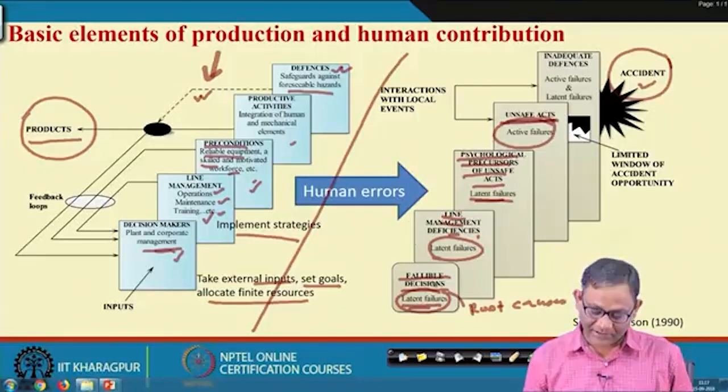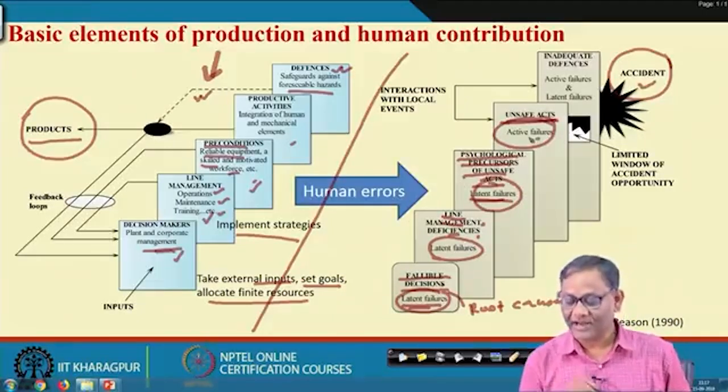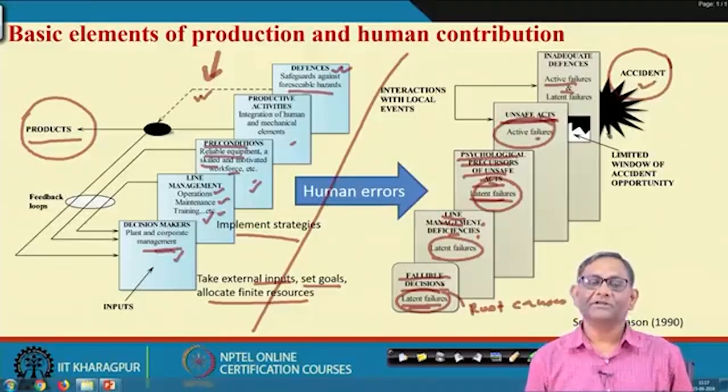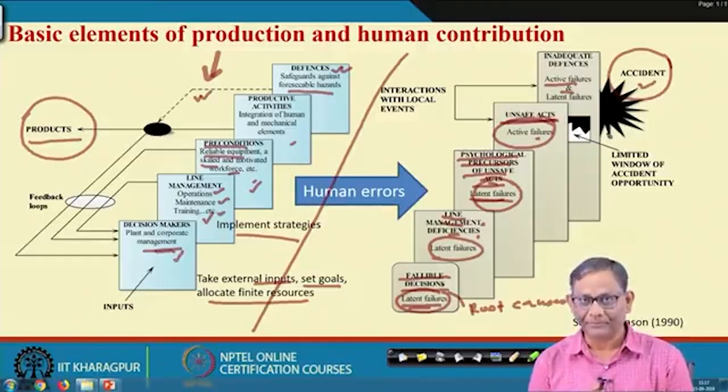So, the fallible decisions, line management deficiencies, and psychological precursors of unsafe acts are all latent; they are not immediately visible. But unsafe acts are active failures and are immediately seen, because one way or another it is possible to relate them to the accident or to whatever happened to some people.